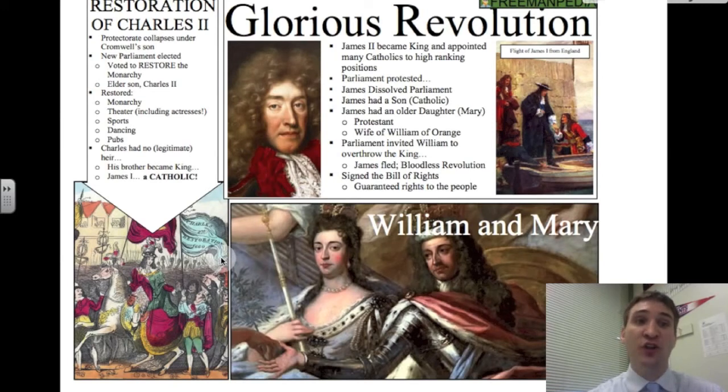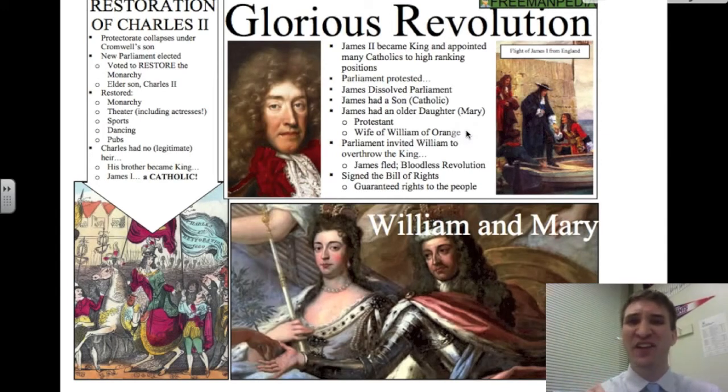So after Charles dies, we have James becoming the king. And James II is a very Catholic man, and he appoints many Catholics to high-ranking positions in England. The Parliament protests this. After all, many of them are Protestant. And James then dissolves Parliament as well. James, however, had a son who was Catholic and had an older daughter who was Protestant named Mary. And Mary was the wife of William of Orange.